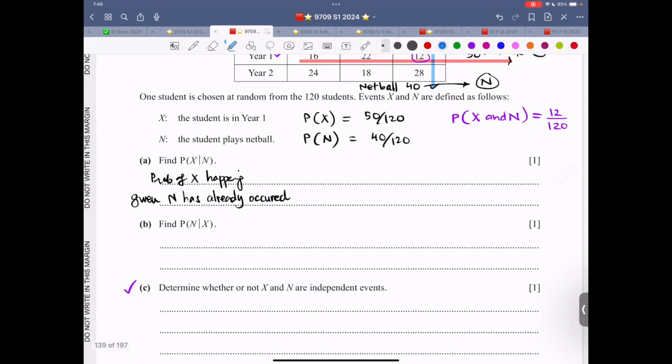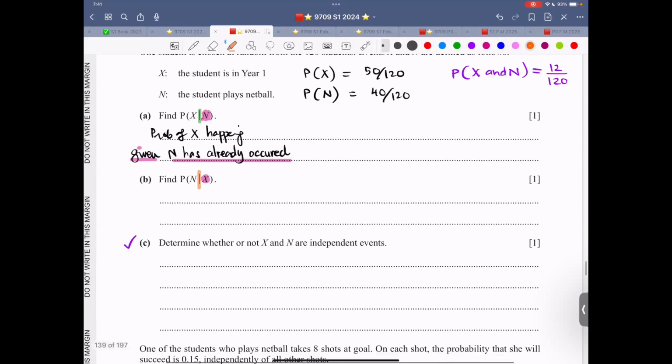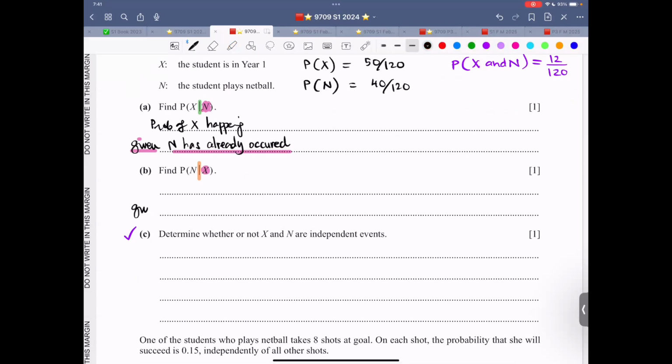What comes after the slash? This N, that is the given thing, that N has already occurred. This is the condition. On the other hand, in the second one, after the slash, X is there. So that is the probability of N happening given X has already occurred. That is the difference between the two.